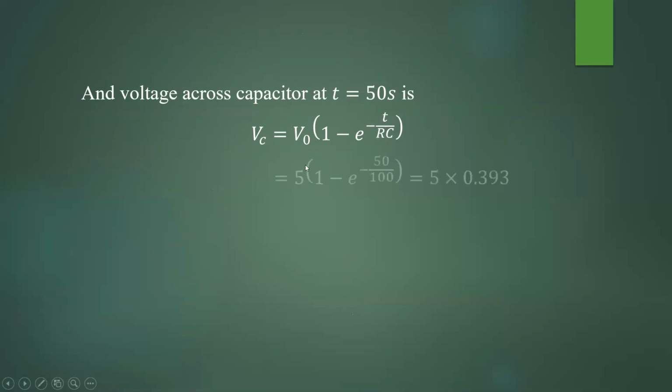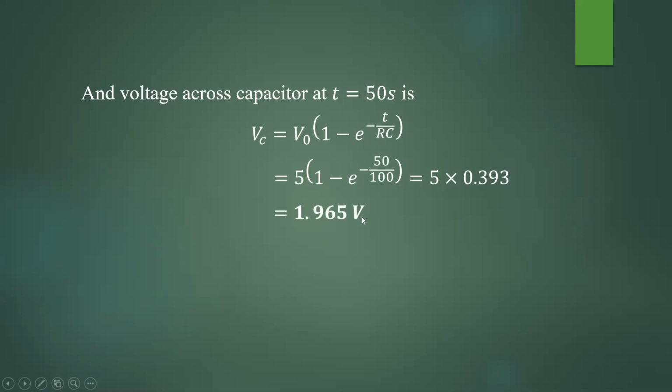You substitute. What is the battery voltage? It is 5 volt into 1 minus e to the power minus 50 by 100. Just you have calculated, e to the power minus 50 by 100 is e to the power minus 0.5, that is equal to 0.393. You multiply it by 5. What will be the answer? It will be 1.965. 1.965 is the answer for that.